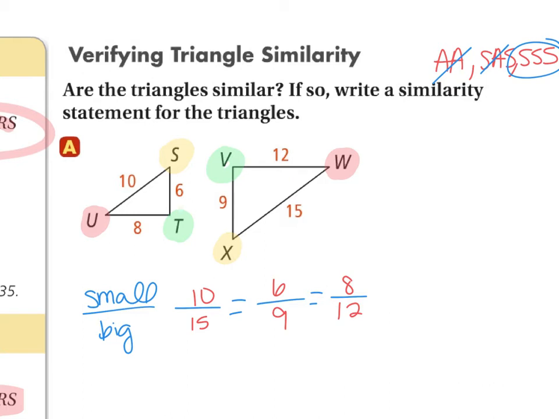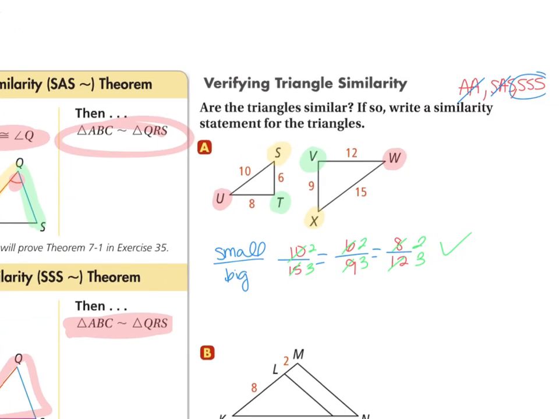Next step is to reduce. What can you reduce 10/15ths to? You divide both of them by 5, and that becomes 2/3. 6/9, you can divide both of those by 3, so that would be 2/3. And 8 and 12, you can divide both of them by 4, so that would be 2/3. So do these all reduce down to the same thing? Yeah, they do. So now we get to write the similarity statement.